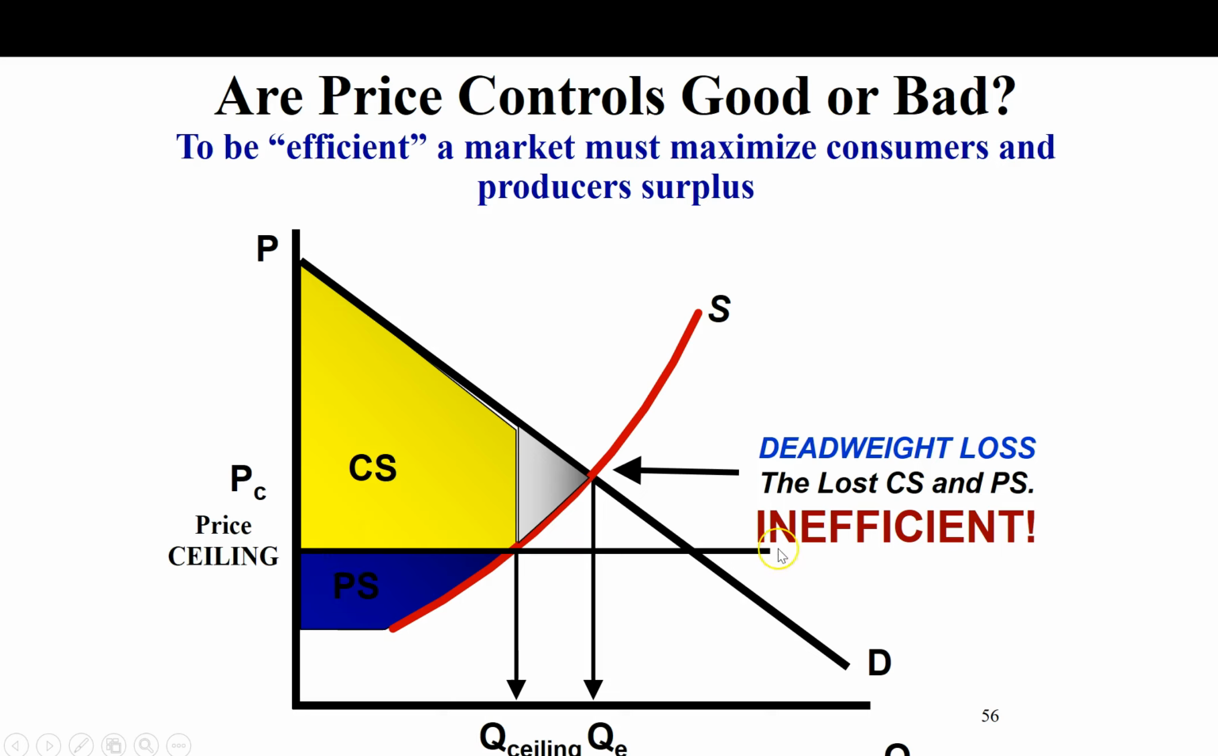Here's our price ceiling below equilibrium. And here's the area of producer and consumer surplus that are lost. And this is that deadweight loss, which is a drag on the economy. It's economic activity that does not happen because of this price ceiling, and we call that inefficient.